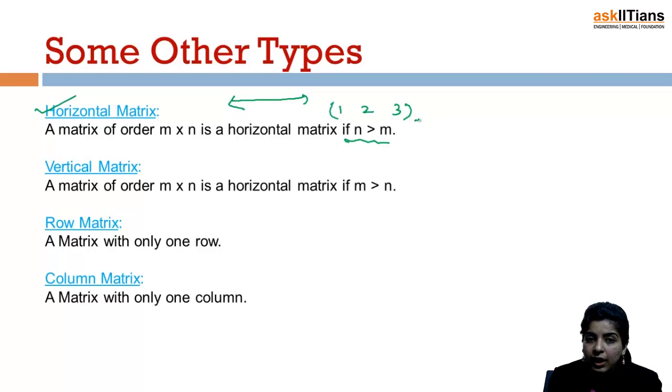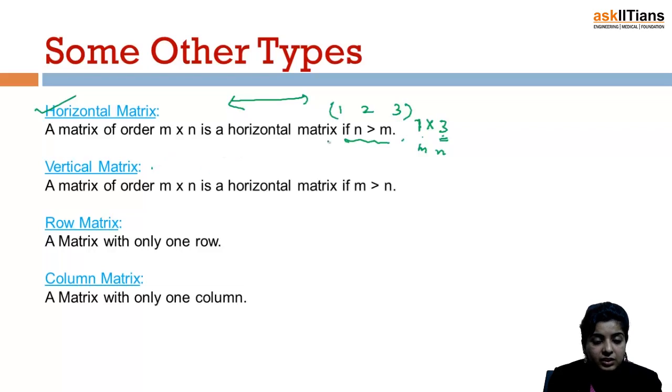So we have one row, so the order is 1 cross 3 columns. Now here see, n is greater than m. This is M, this is N. Now N is greater than M, so this becomes a horizontal matrix.